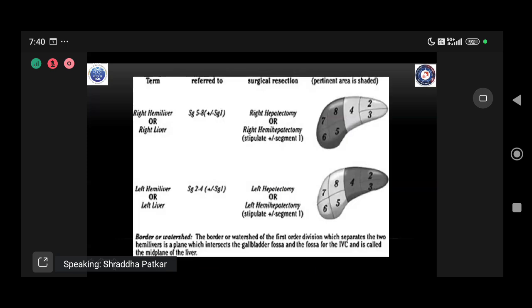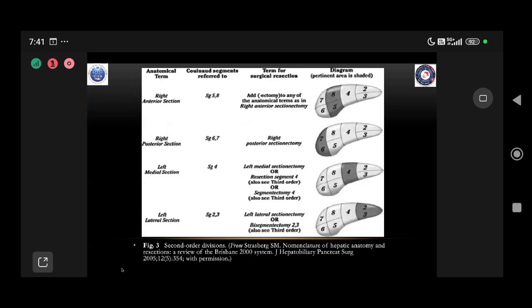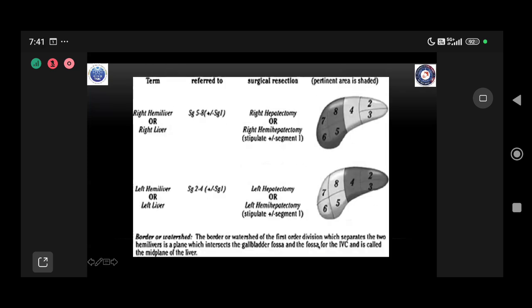In 2000, the Brisbane classification was introduced in order to simplify the terminology for liver resection. Whether it has actually simplified or made things more complicated is a matter of contention. But what they aim to say is that people used to say right hepatectomy, right extended hepatectomy. So the best thing would be to identify the type of resection based on the segment. Here you can see the shaded portion is what we do in a conventional right. This is what is called a conventional left.